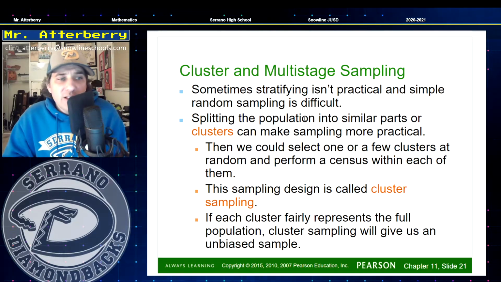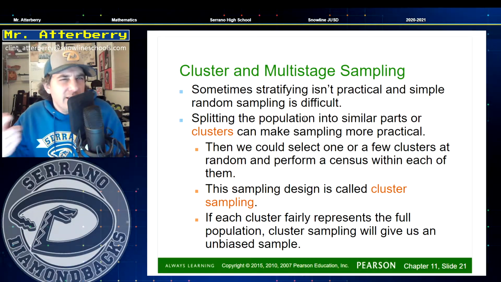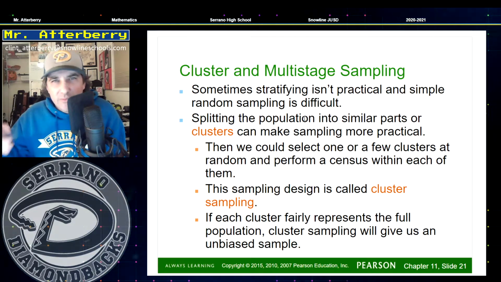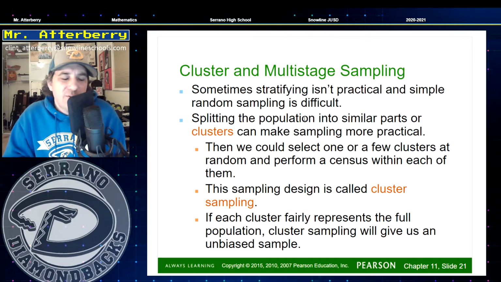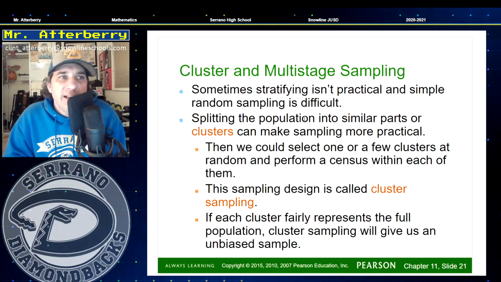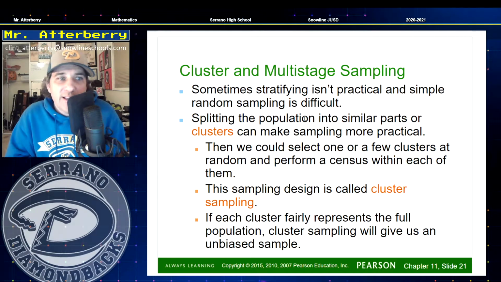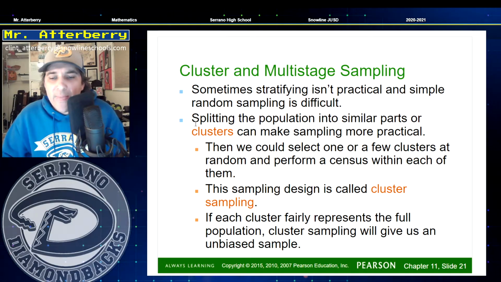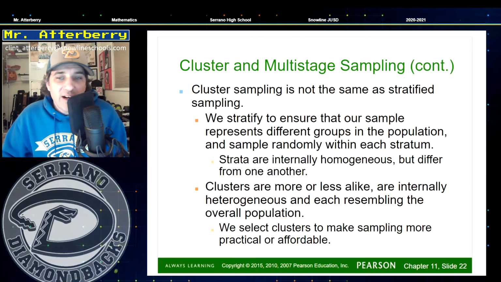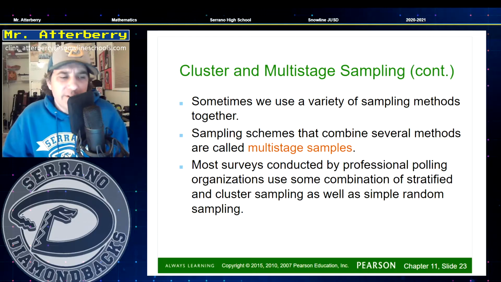If you wanted to do this cluster idea, usually in your English classes, you'll have 9, 10, 11, 12, four different levels of English classes. So it would be like taking one or two English classes from each grade level and just sampling everyone in that class. Maybe you pick the cluster randomly, but you sample everybody in that group. They say that's a great way to find things that are not biased, and it's generally cheaper and easier to do.